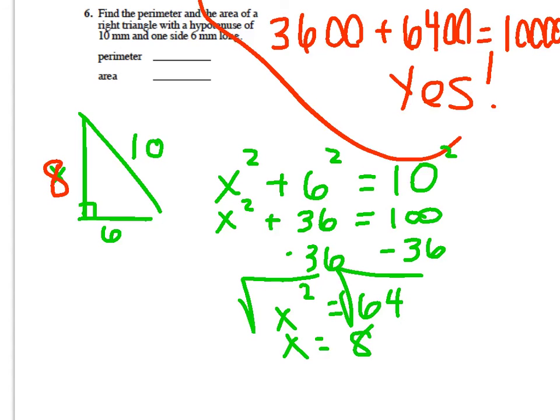In order to get the perimeter, we simply add them up. 8 plus 10 plus 6 gives us a perimeter of 24. And to find the area, we do 1/2 base times height. 6 times 8 is 48. Times 1/2 gives us an area of 24 as well. And we're done.